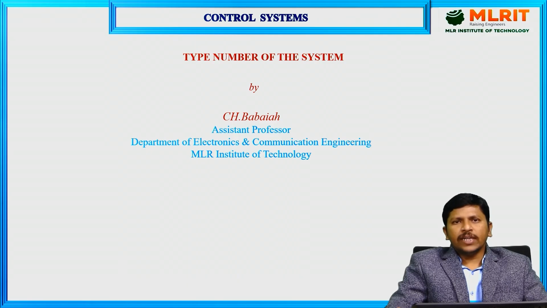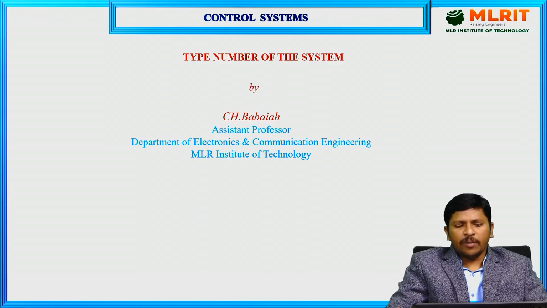Today I am going to explain about the type number of the control system. Previously we discussed the order of the system and examples of the order of the system. From the given transfer function, we observed in the previous session how to calculate the order of any system. But in today's session, we are going to see how to calculate the type number of the system.